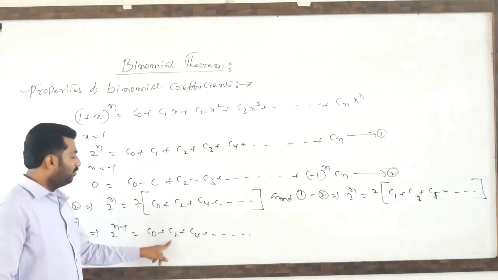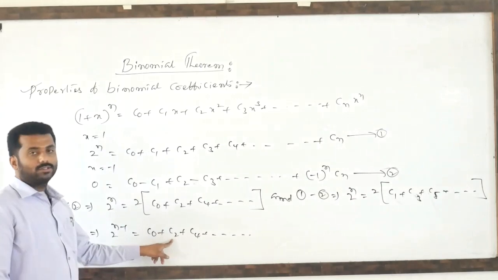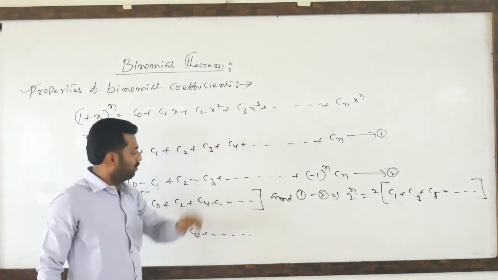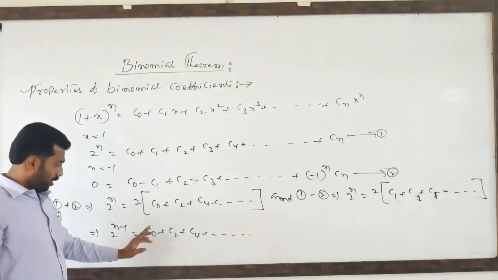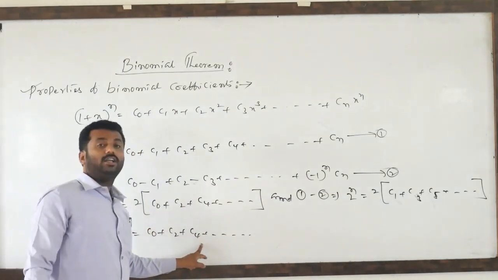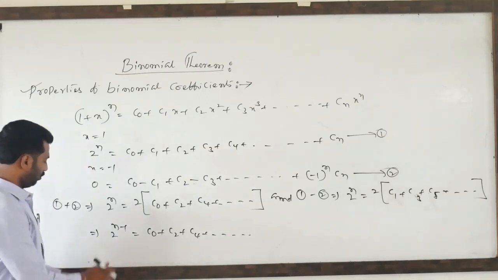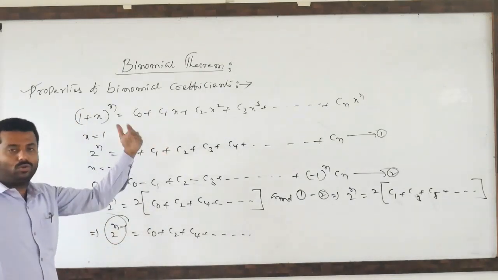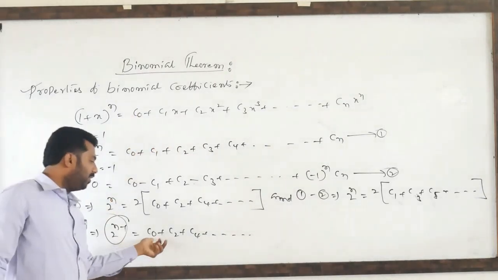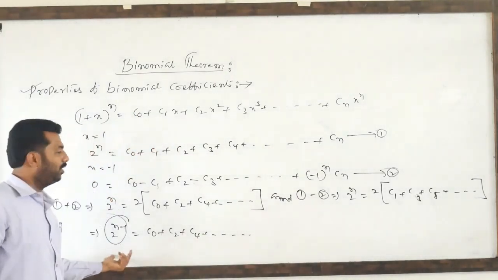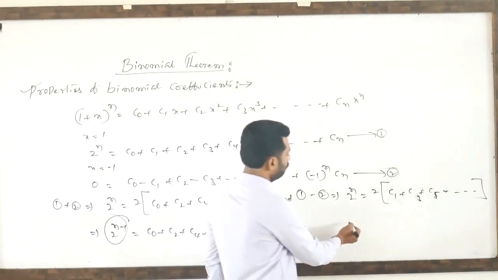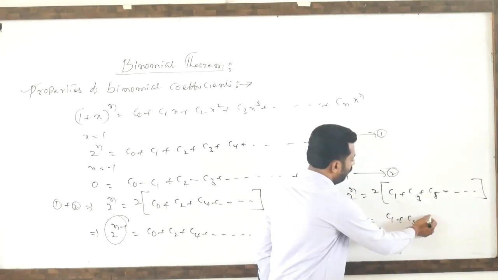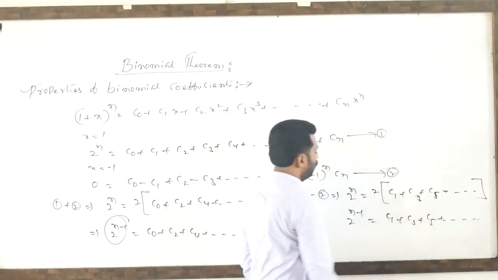Sum of the binomial coefficients in odd terms. This is an odd term, odd term, odd term. So the sum of the binomial coefficients in odd terms in a binomial expansion is 2 to the power n minus 1. Sum of all the binomial coefficients means 2 power n. Sum of the binomial coefficients in odd terms means 2 power n minus 1. This is 2 to the power n minus 1 equals c1, c3, c5 plus and so on.